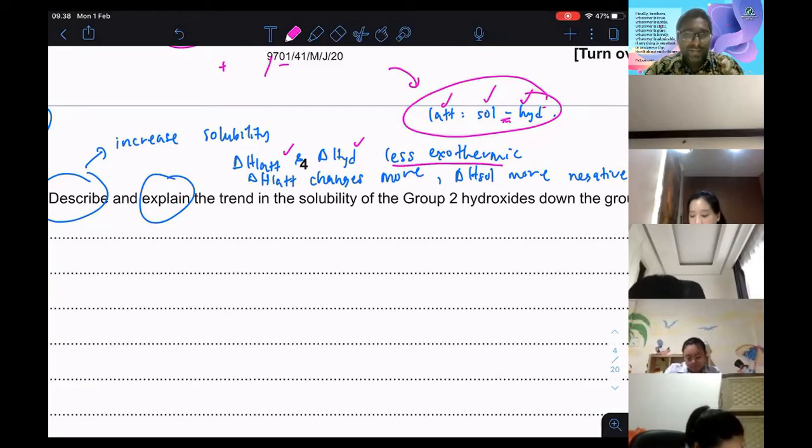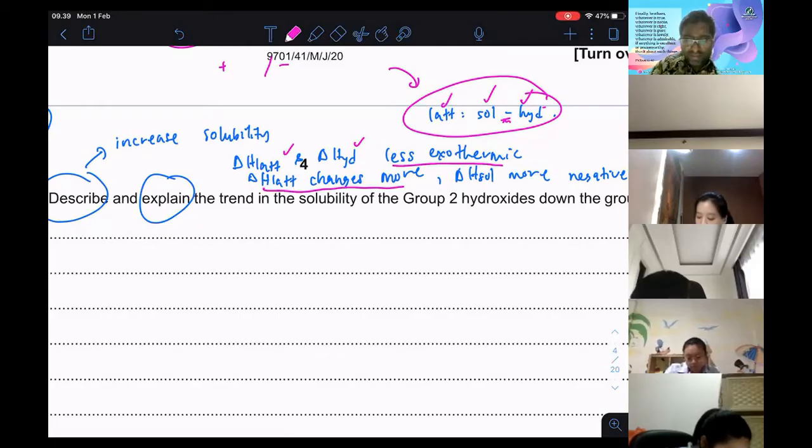Okay, so in this case, you need to compare lattice energy and hydration energy. For hydroxide, the lattice energy changes more. The explanation is basically that M2+ is bigger than OH-, all this kind of explanation. But again, if you want to memorize, it's up to you. Lattice energy changes more.